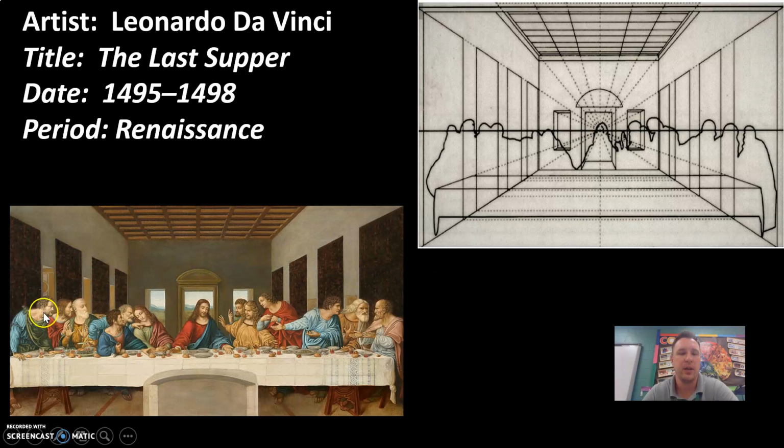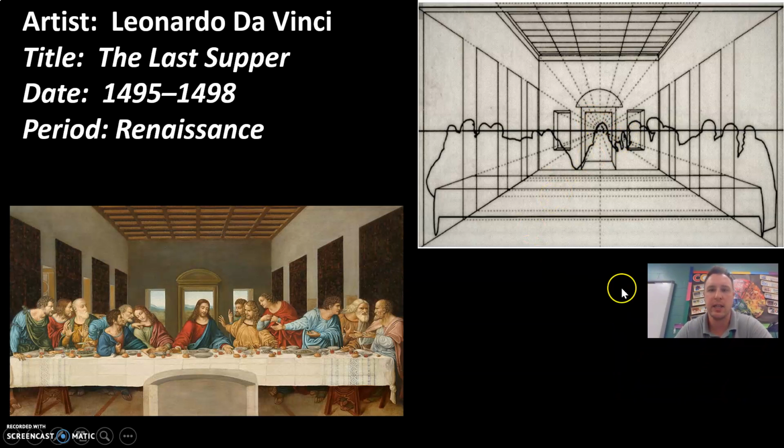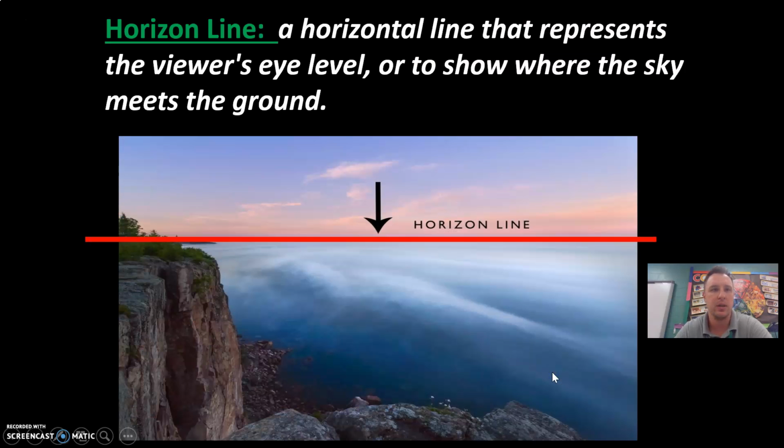And here you have the picture of Jesus and his disciples, and then you have the breakdown of the vanishing point, the horizon line, and how all the angles are going back into this space. Back then, during the Renaissance, Christianity was at its height, so a lot of these artworks are of that religion. All right, so the second vocab word is horizon line. So your first step of any linear perspective drawing is to create a horizon line, and that's a line that represents the viewer's eye level or to show where the sky meets the ground.